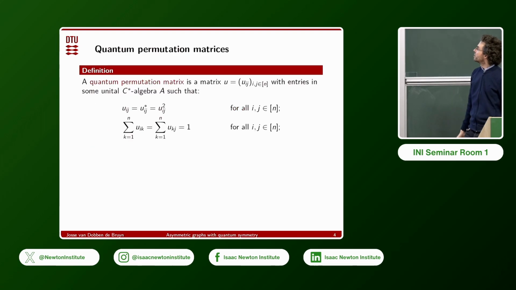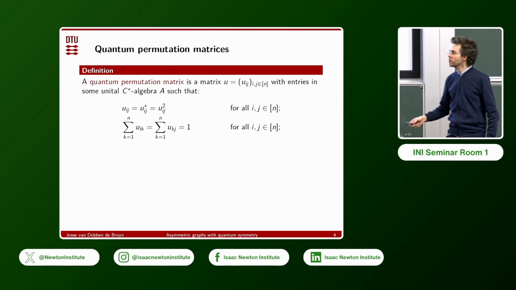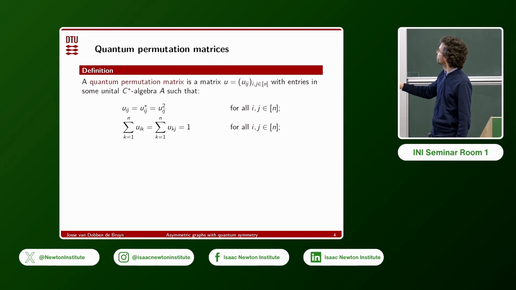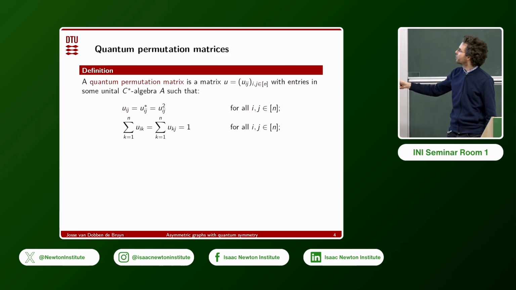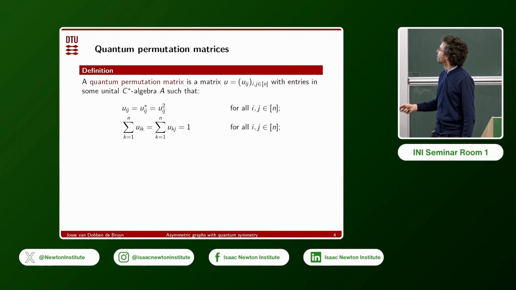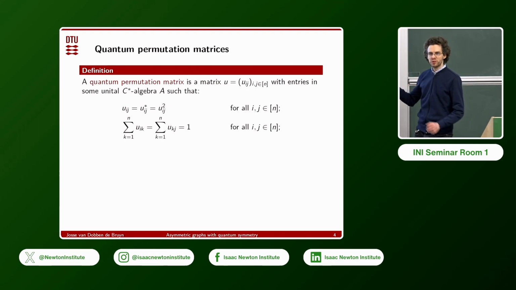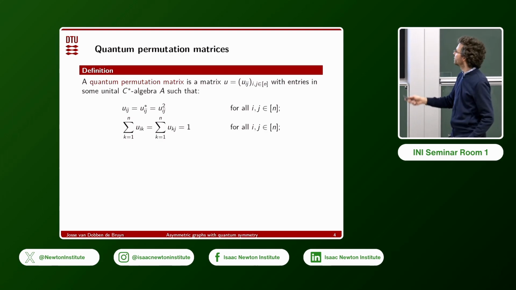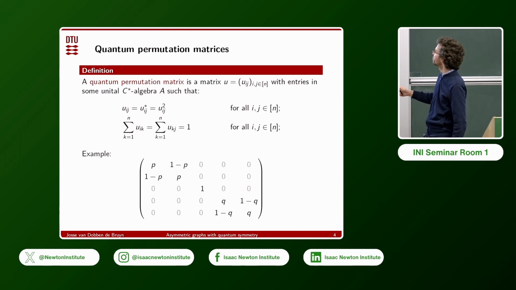Okay. A quantum permutation matrix, as we've seen in other talks before, is this matrix U with entries in a C-star algebra, such that all the entries are self-adjoint projections, and the rows and columns sum up to 1. And the first part of my talk will be motivating a bit why this is a quantum permutation matrix. We can see that this is a generalization of a classical permutation matrix.